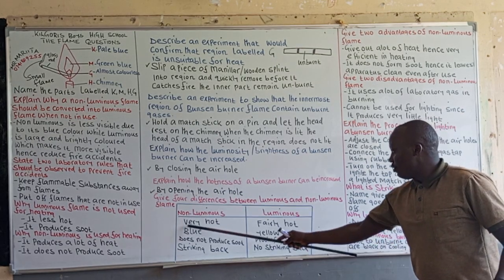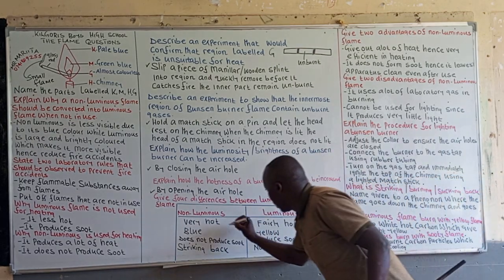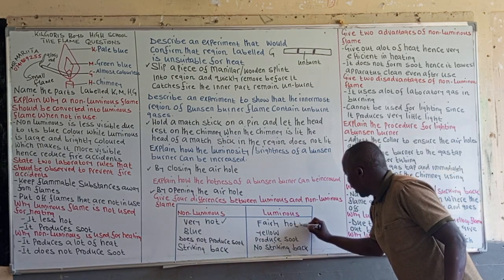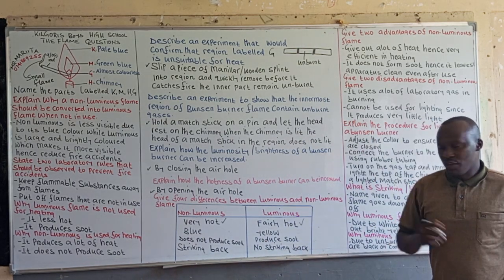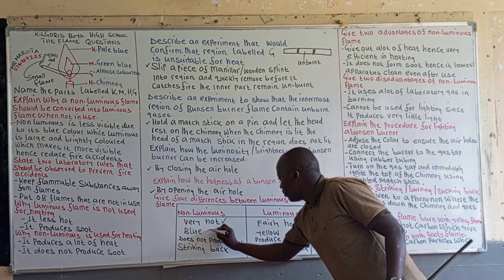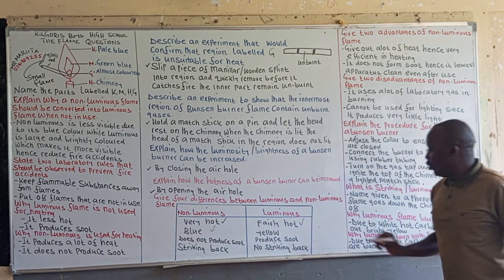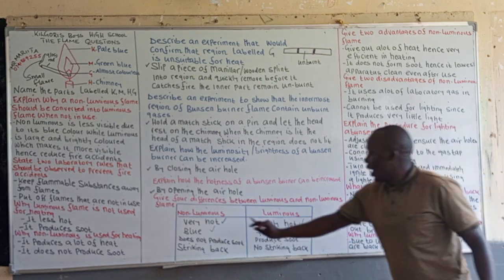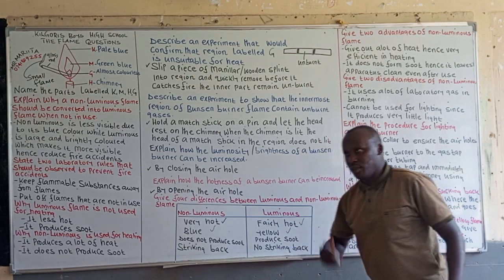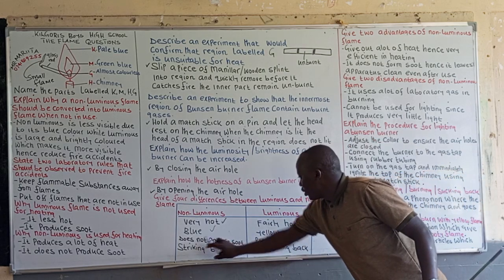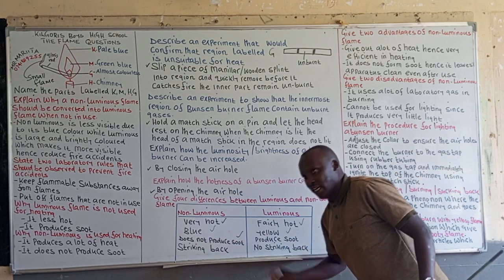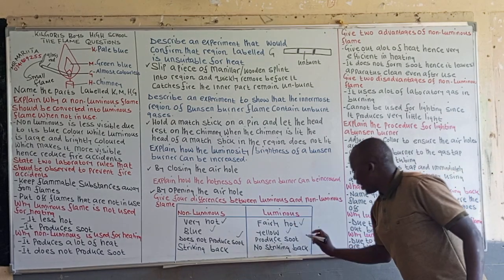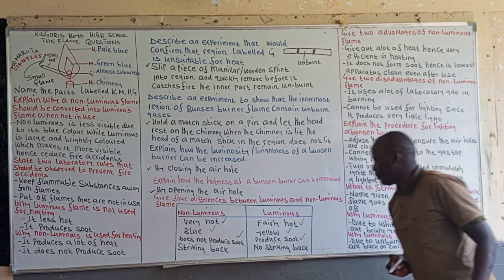So you say very hot. This one here, the non-luminous, is very hot. The luminous is fairly hot. In terms of colors, the non-luminous is blue, the luminous is yellow. Then this one here, the non-luminous, does not produce soot, and that is the reason why it is used for heating purposes. And this luminous flame produces soot.